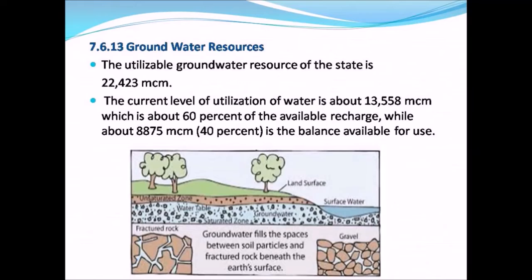From that, we have already used 13,558 million cubic meters of water. That is, we have almost used 60% of the available groundwater. The remaining water, that is the remaining 40% of the water, is about 8,875 million cubic meters. So therefore, it is very essential to use the groundwater in a proper way.